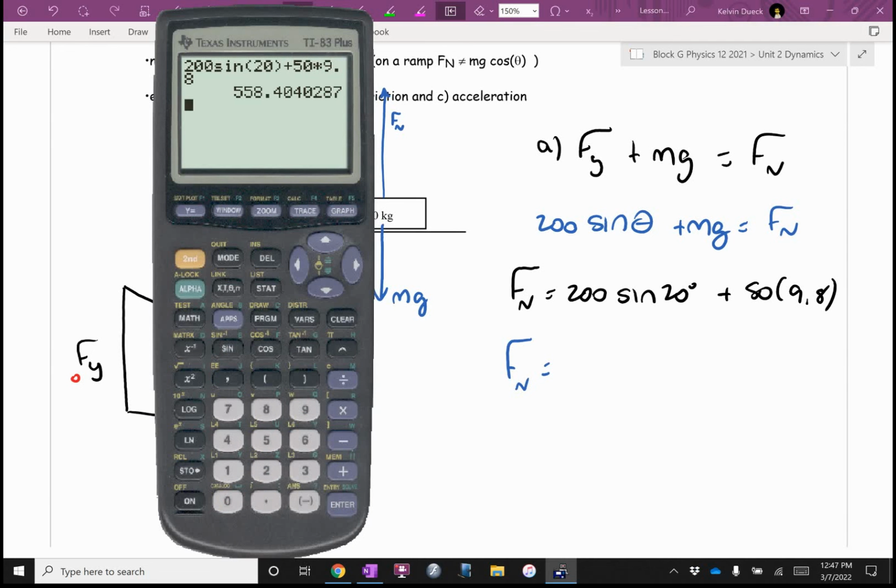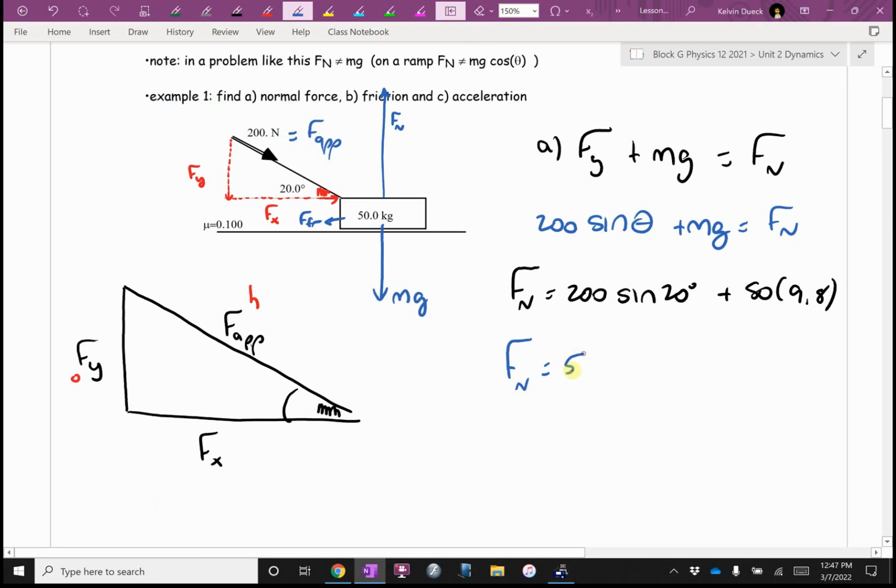And I get 558.40. I'm going to write 558, but I'm going to store this on my calculator or carry some extra sig figs as necessary. Cool.